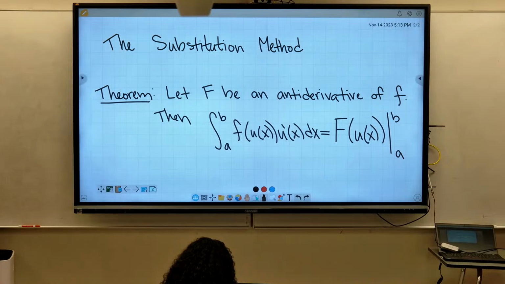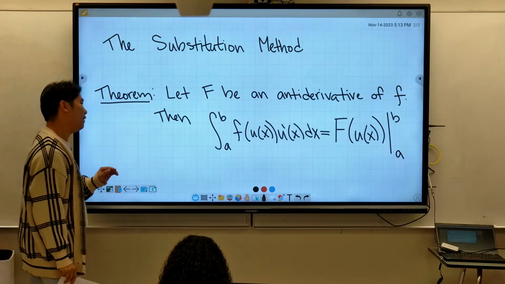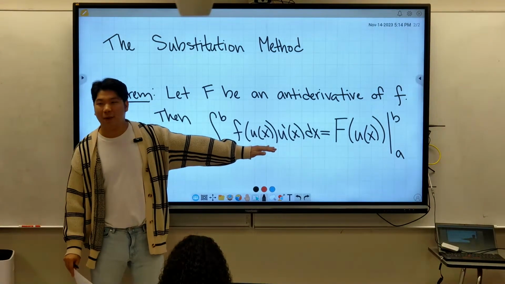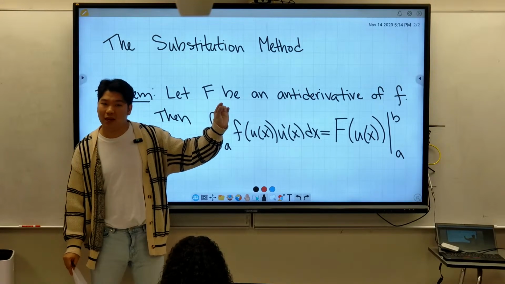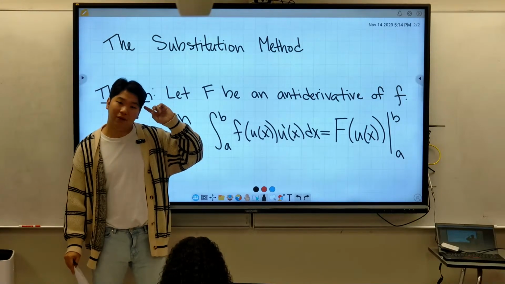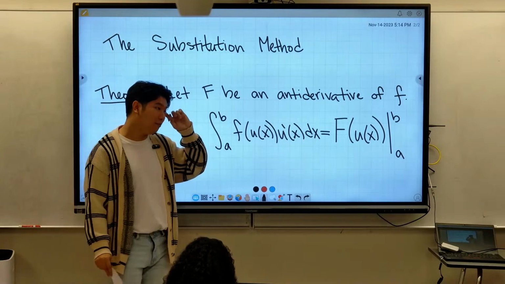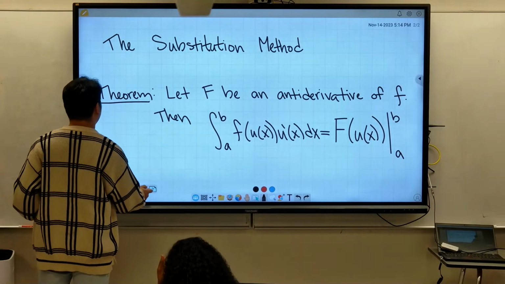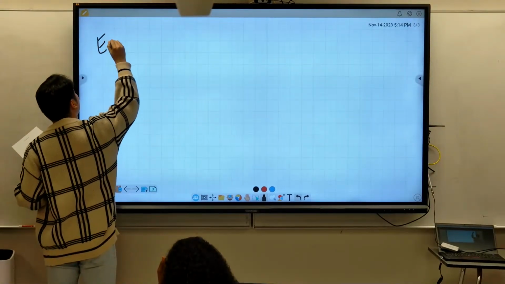All right, I think I still see a couple of people copying it down. I'll give you some more time. So what I want to emphasize here is that in my integral, what's going to end up happening is I'm going to look for a function u, typically on the inside, such that I also see the derivative of that function in my integral. So let's go ahead and do our first example and see how we handle this one.